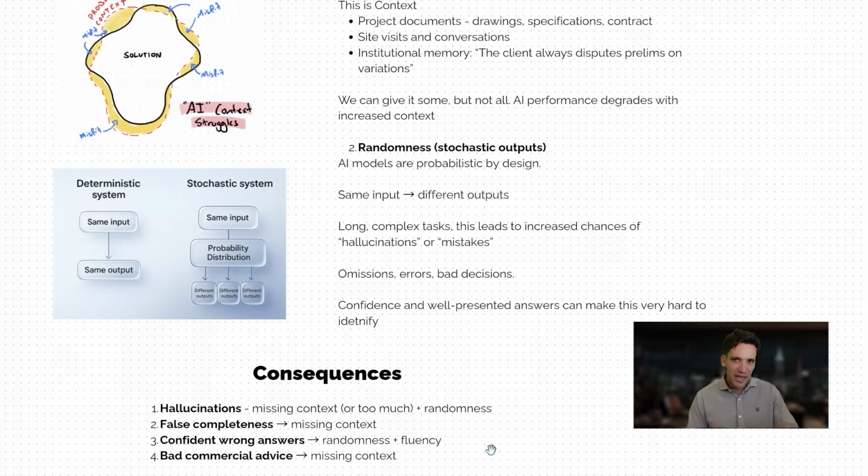And then the bad commercial advice, this is to do with the fact that because it doesn't really understand the incentive. So by and large, if you're reviewing a contract, you understand that there's money on the line. AI doesn't feel this. It doesn't have this same sentiment of the risk associated with decisions.